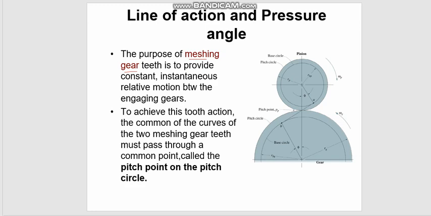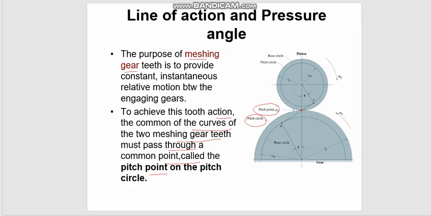To achieve this tooth action, the common normal of the curves of the two meshing gear teeth must pass through a common point called the pitch point on the pitch circle. So basically, the point where the two gears mesh together is known as the pitch point. So this is the pitch point. And this pitch point is located on the pitch circle.